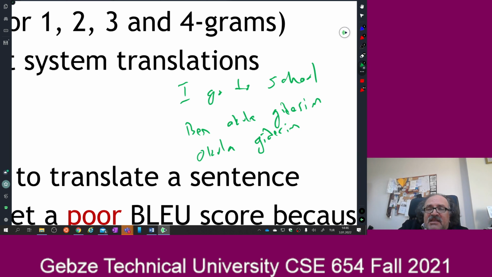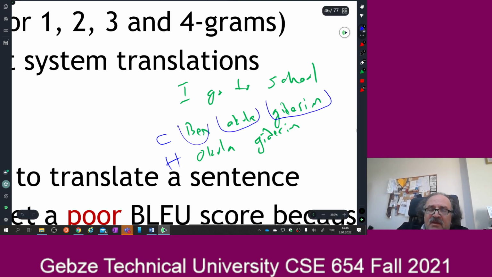Well, I can translate it this way or that way. So for example, the human translated it this way. This is the human translation, this is the computer translation. How do you compare these two sentences? You take the 1 gram comparison. This is 1 gram, 1 gram, 1 gram. How many 1 grams are overlapping? 1, 2, 1 grams are overlapping.